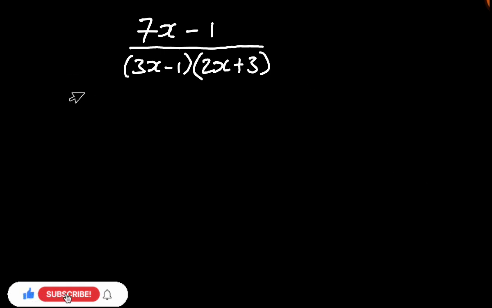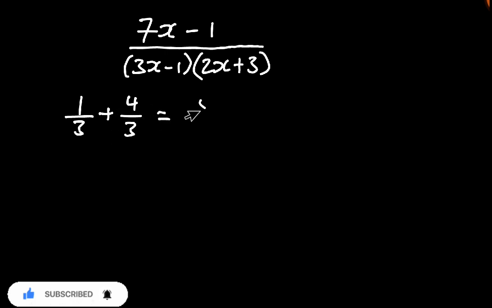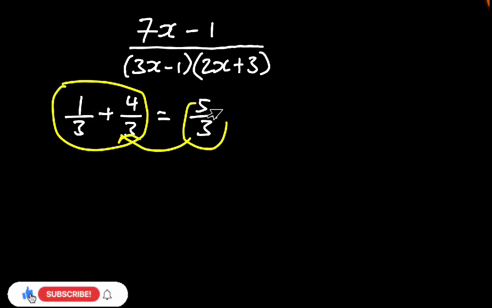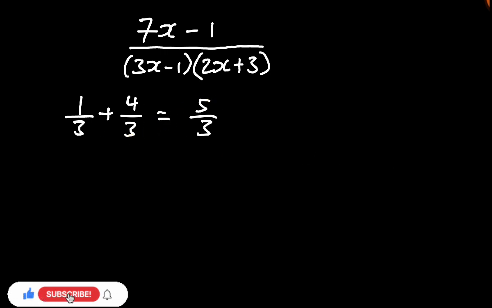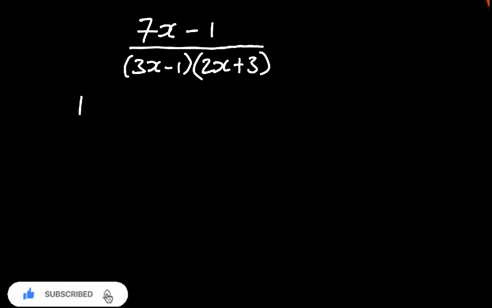Now, we know that if you have 1/3 plus 4/3, this is equal to 5/3. With partial fractions, we can take this from being 5/3 back to 1/3 plus 4/3. So this is what partial fractions are all about. How do we get back this from this? That is partial fractions. So we're going to be solving this given question. We're going to be finding the individual terms that made up this whole term here.